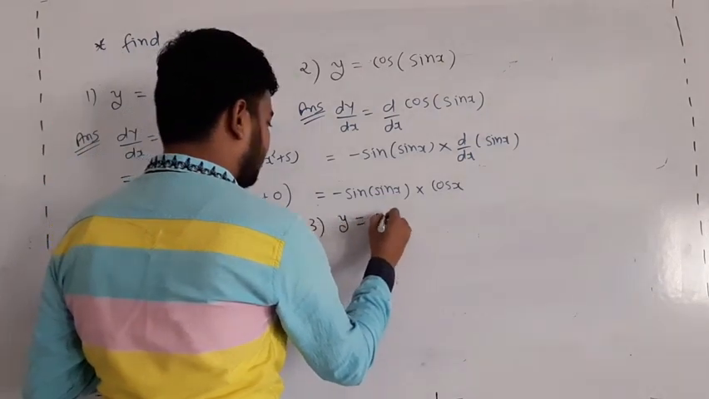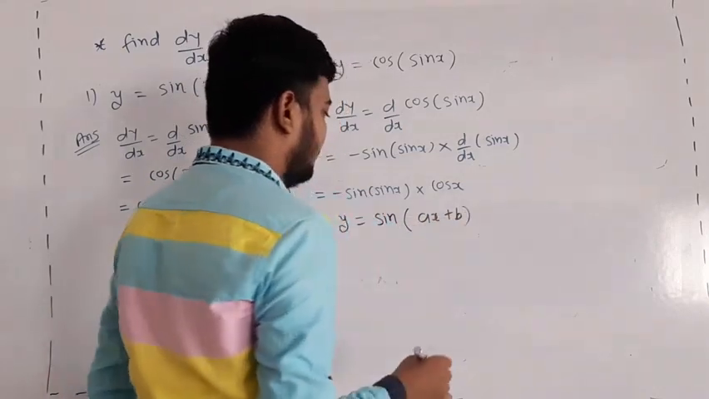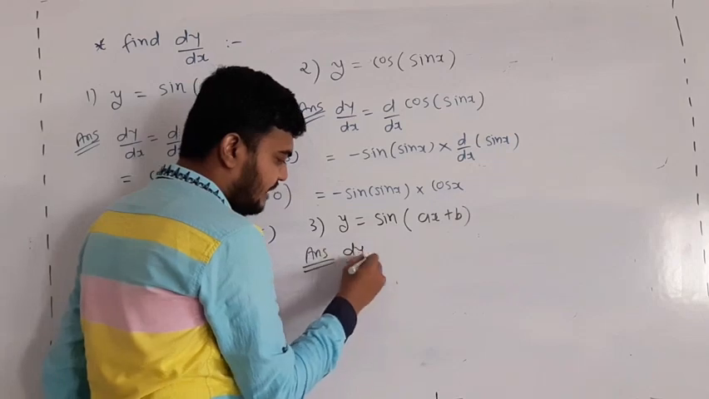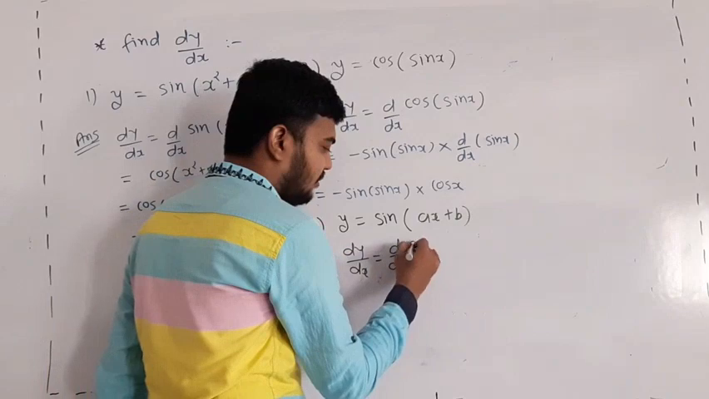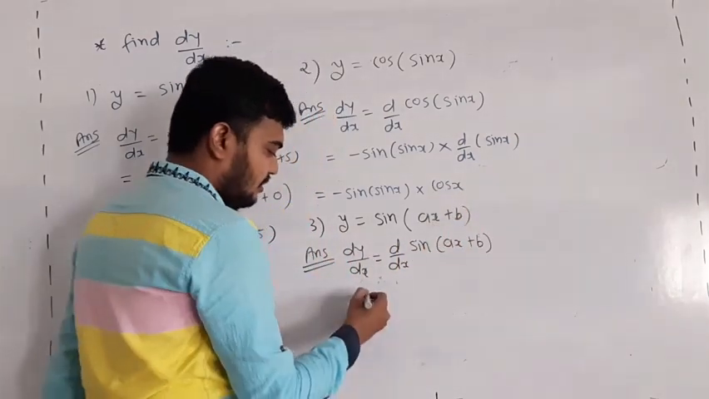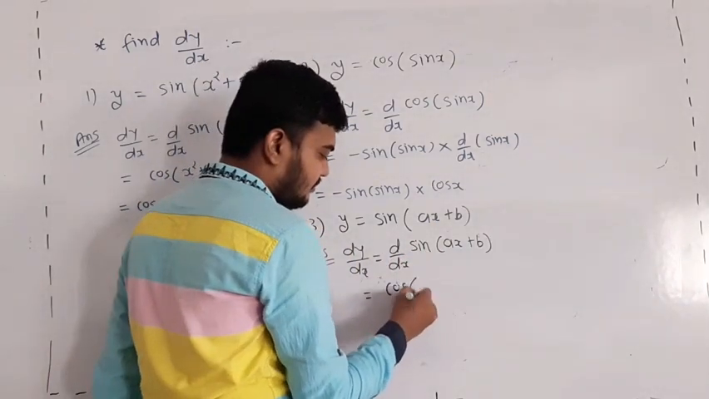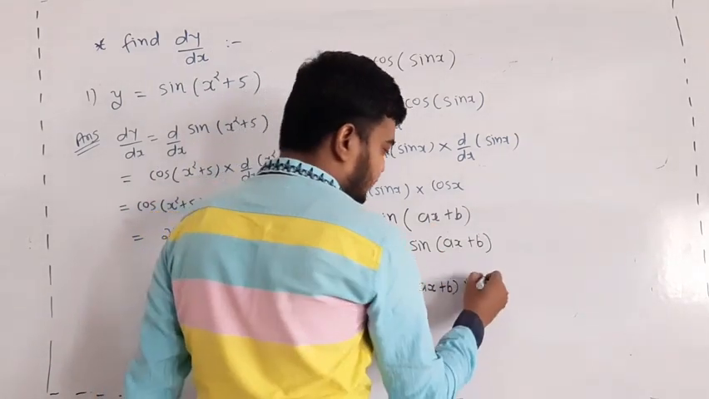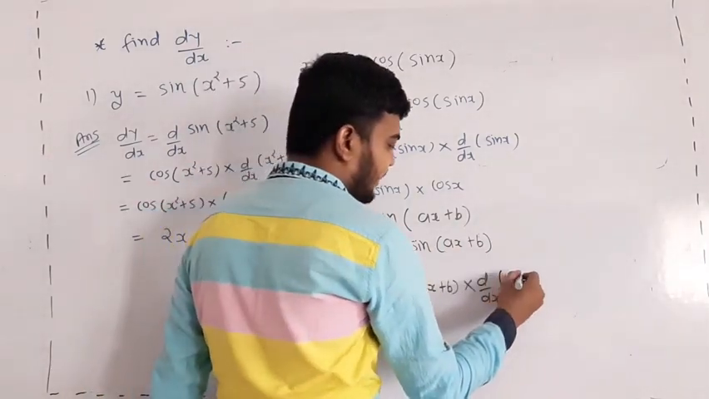Y is equal to sine of ax plus b. Okay beta. So dy by dx is equal to d by dx of sine of ax plus b. Here the outermost function is sine, so the derivative of sine is cos. The angle is the same, ax plus b. Apply the multiply sign, and the remaining derivative is what beta? The innermost function. So the inner function is ax plus b.